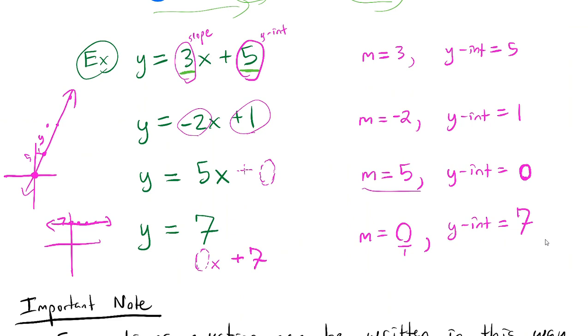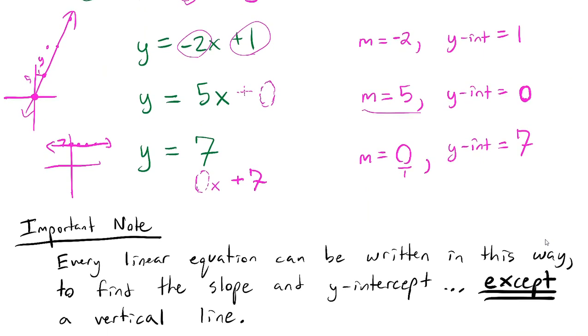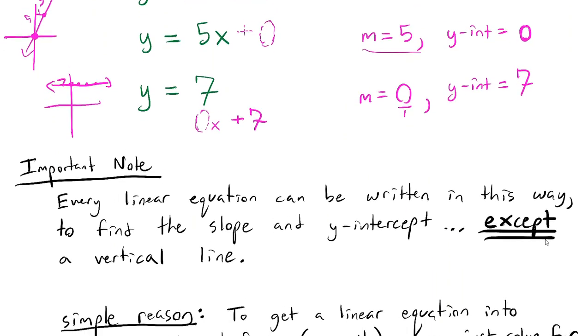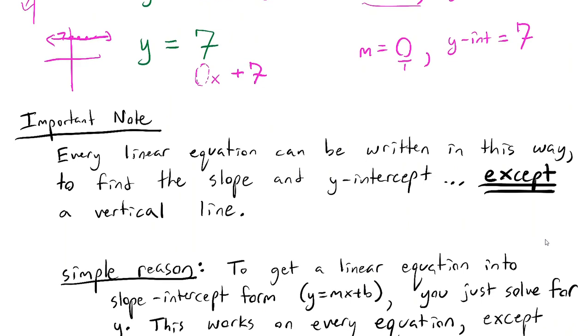So every single linear equation, straight line, can be written in this form, except, right, that one stinking loophole. You divide by 0, right? You can't divide by 0. So every linear equation can be written this way. And you can find the slope and the y-intercept. Easy peasy. Every straight line in 2 dimensions can be written this way, except a vertical line.